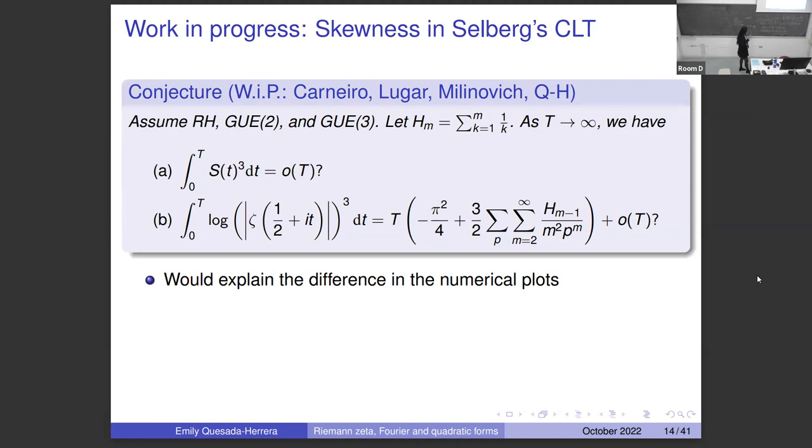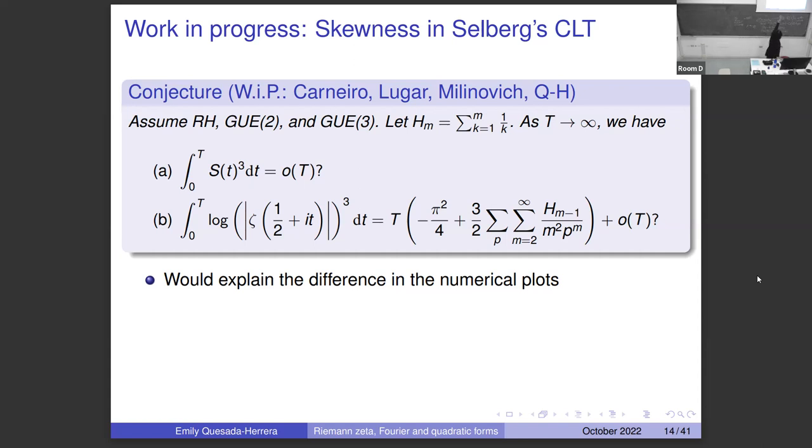in the graph. The skewness of a probability distribution can be captured by the third moment. So we want to understand the third moment of f of t, and it turns out that here we do expect a difference. For the imaginary part, this third moment should be very, very small, and this makes sense because this is what we expect for a Gaussian. For a Gaussian, the third moment is just zero. But for the real part of the logarithm, it is not that small. We expect a term of size a constant times t. So this will explain in some way the difference in the numerical plots.